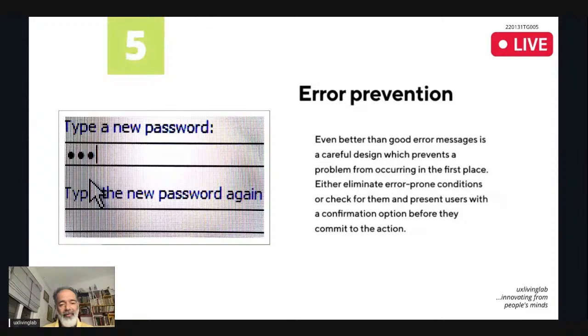Then, the fifth rule is error prevention. Even better than good error messages is a carefully designed interface which prevents a problem from occurring in the first place. Either eliminate error-prone conditions or check for them and present users with a confirmation option before they commit to the action. So even better than good error messages.